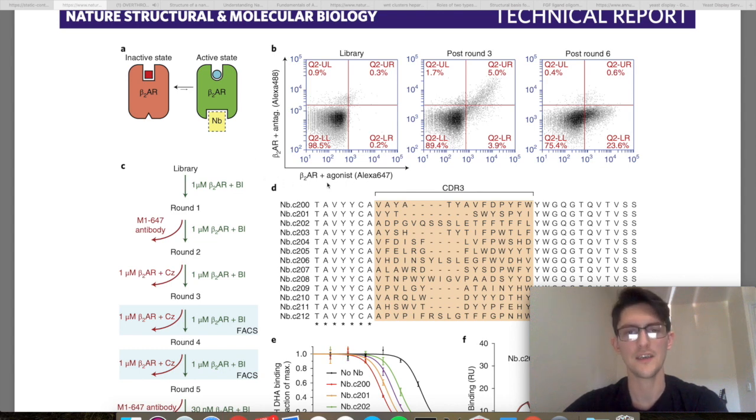What they want to see is staining in the far right quadrant here, because that would imply that they were just getting signal from the Alexa 647 that was bound at the yeast surface. And so they're using this to try and pull out something that's just responsive to the agonist conformation of beta-2, which they have successfully done by the end of round 6.